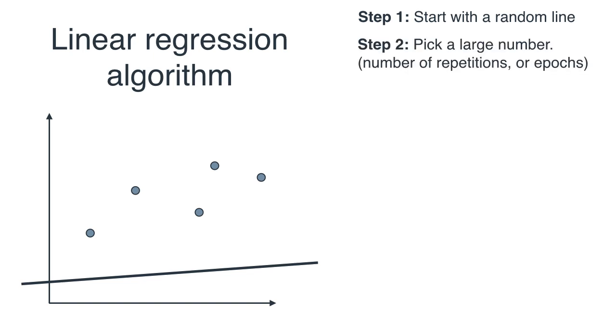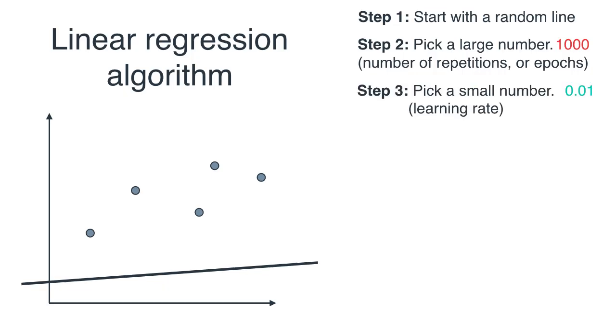How many times? Well, let's pick a large number. That's the number of repetitions, or the number of epochs. Whenever you see the word epochs in machine learning, that's what this means. So my favorite big number, let's say it's 1,000. Step 3 is what we just did before. We pick a small number, which is the learning rate, to see how small our step is going to be.